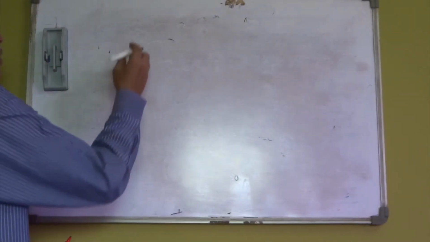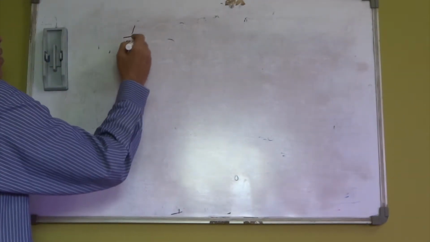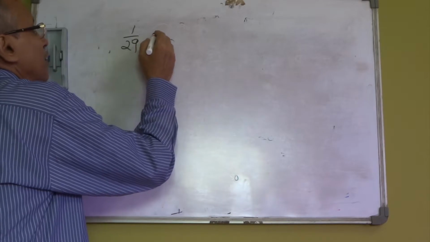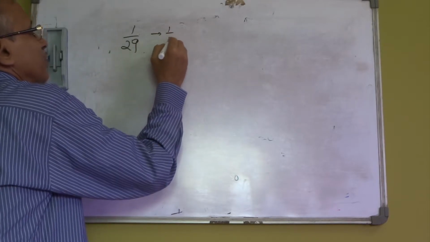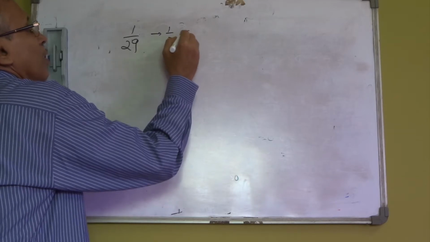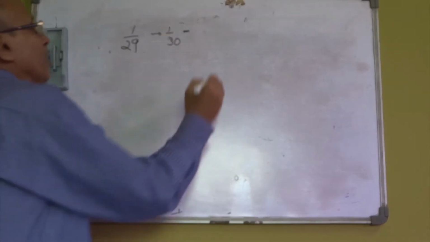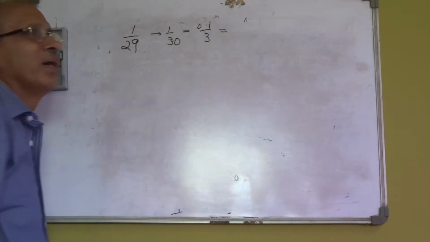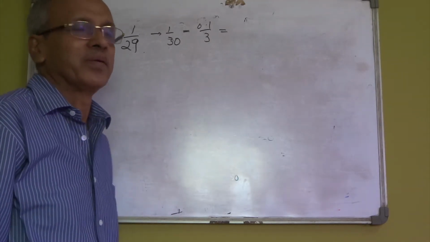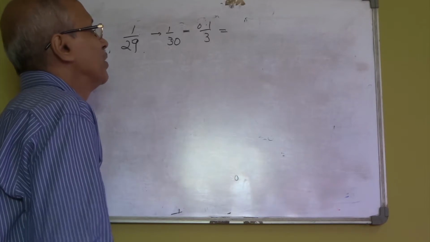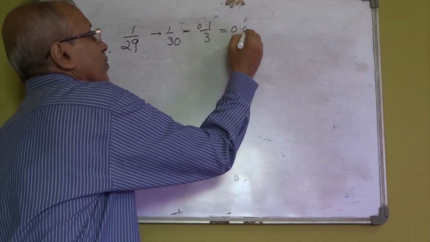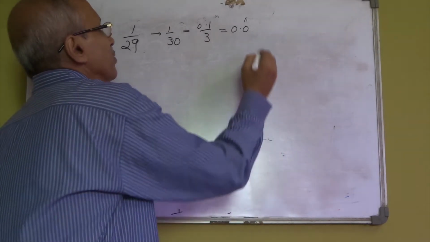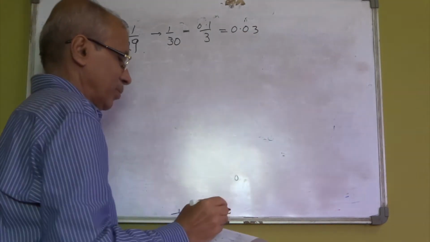Let us take 1 by 29. The number is ending with 9. In Vedic mathematics, 1 is added to this 29 and it is written as 1 by 30. Now division. It is 0.1 by 3. I will write the answers in black and the remainder in red. 1 by 3 is 0. 10 by 3 is 3 and the remainder is 1.